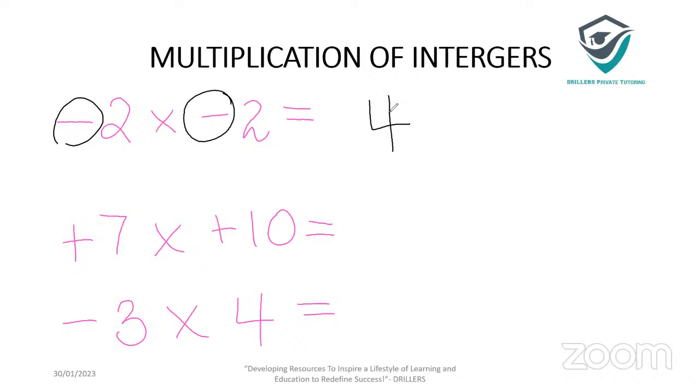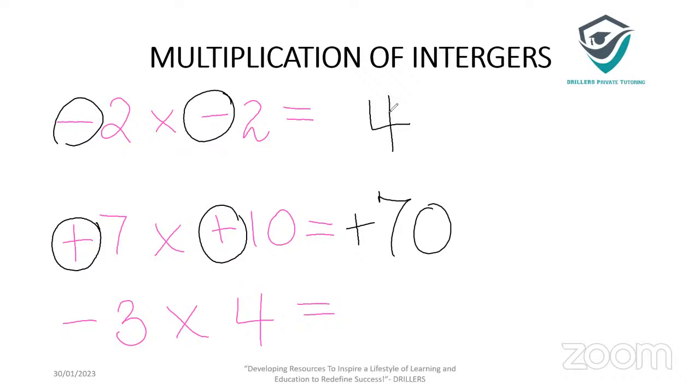We have +7 multiplied by +10. So 7 times 10 is 70. And because we have the same sign, positive and positive, our answer is going to be positive. So we could leave that as 70. If you want, you can write the addition sign in front, but with positive answers we don't have to write it. So +7 multiplied by +10 gives us +70.